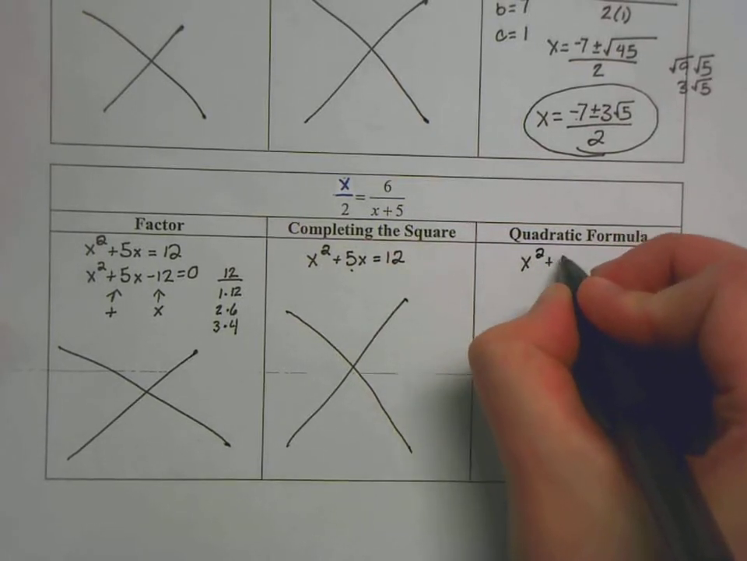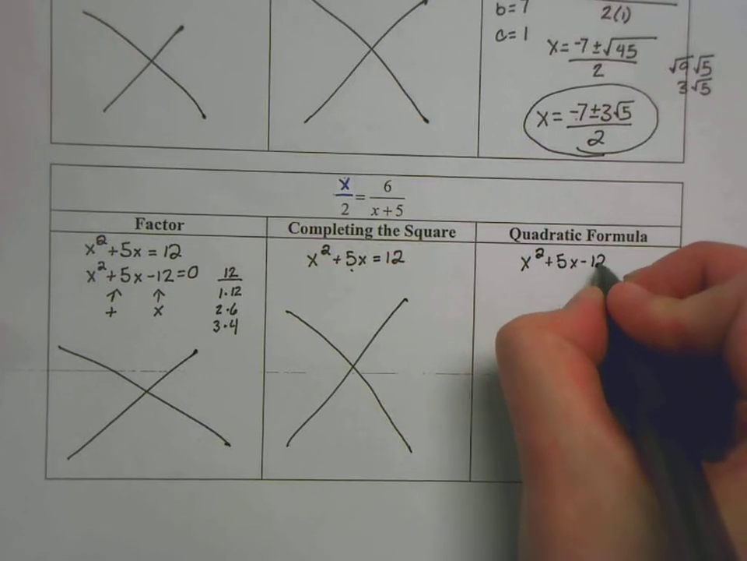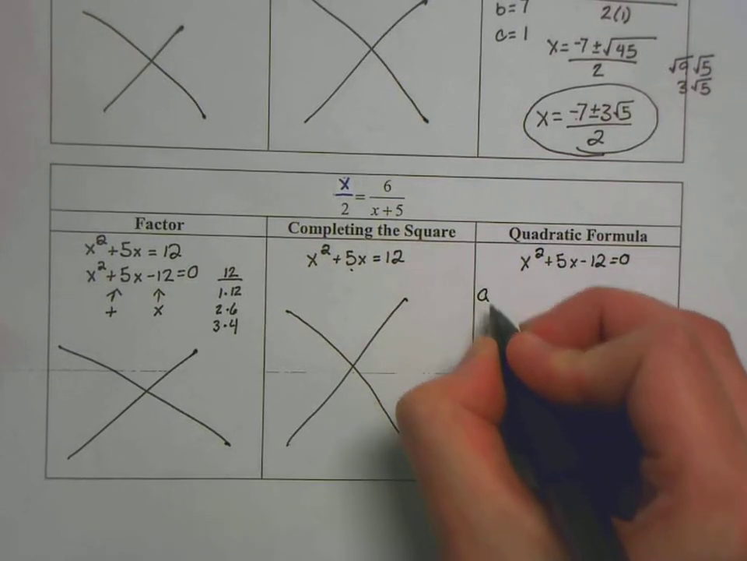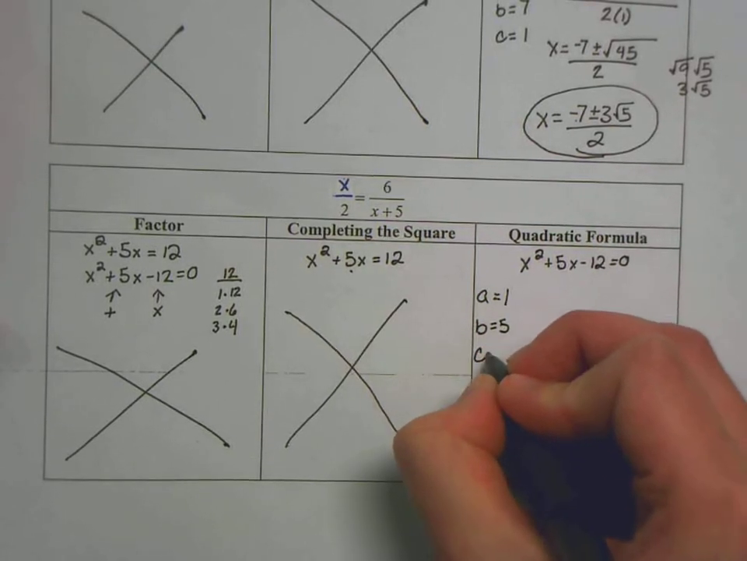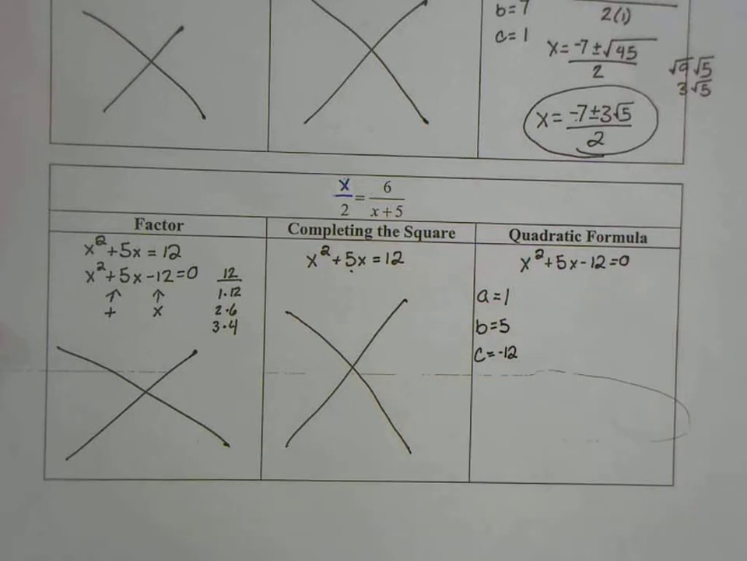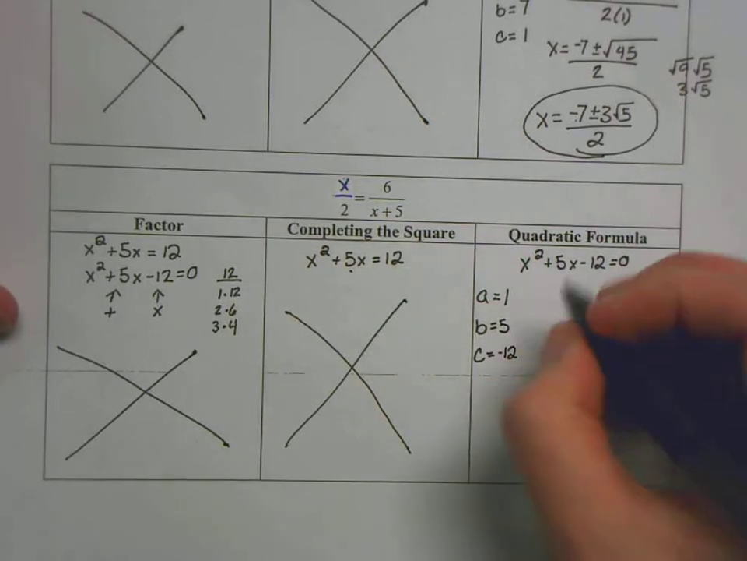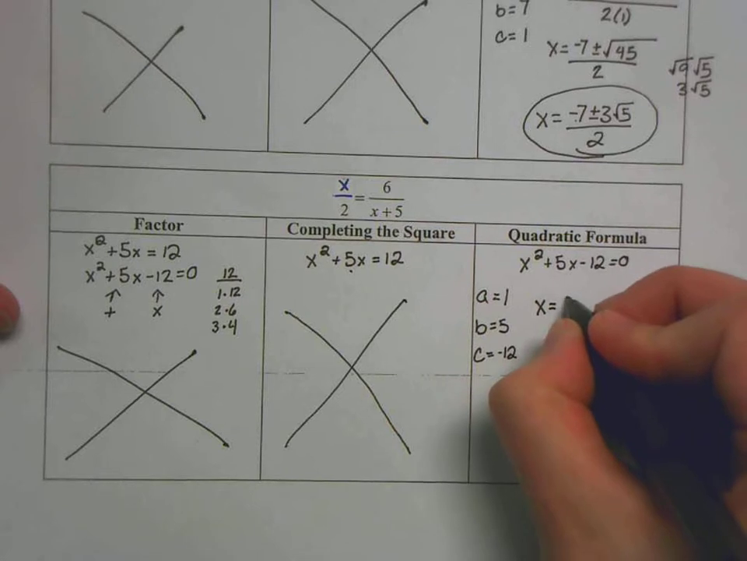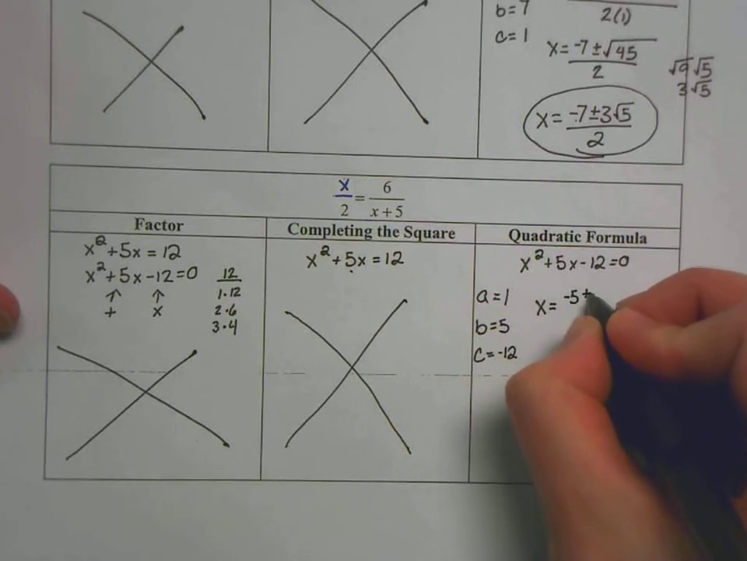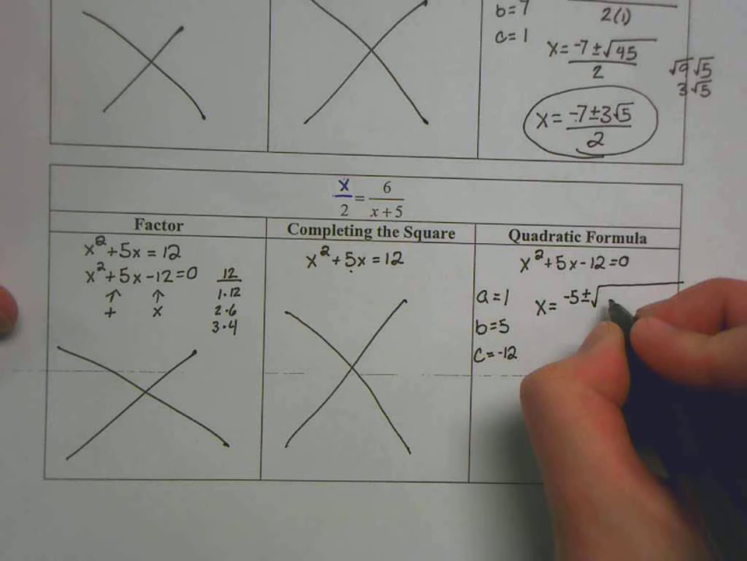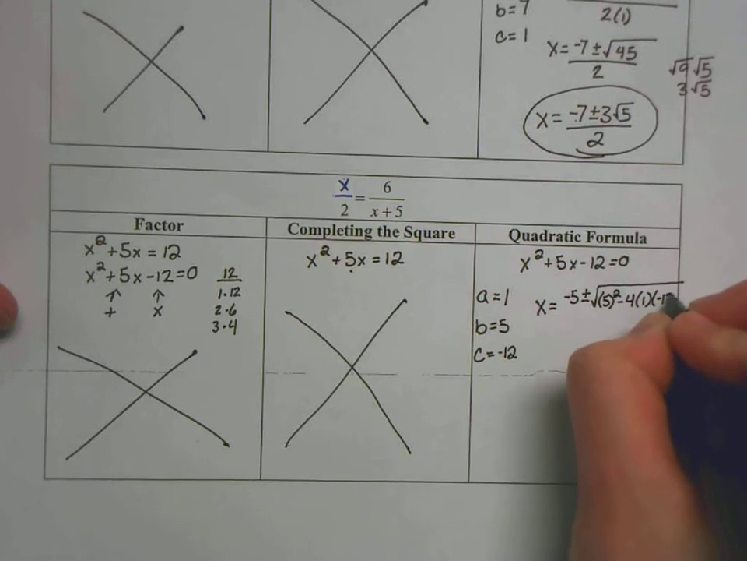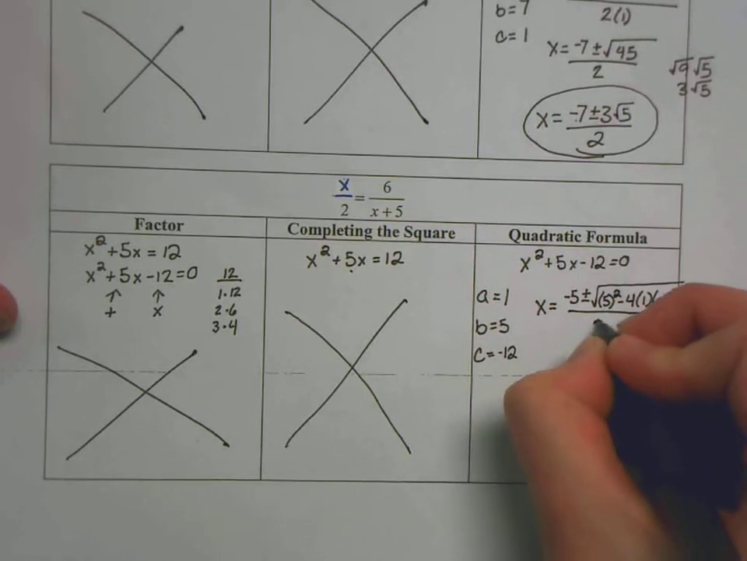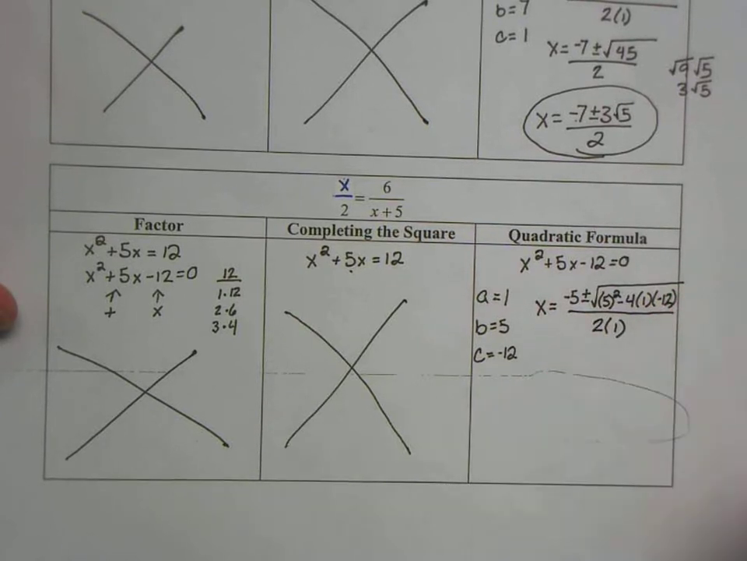So I'm going to use the form where I set it equal to 0. Then I can identify my a, b, c. Remember, a is always in front of x squared, b is always in front of x, c is always the last whole number. So if I plug in, again, the formula is x equals negative b plus or minus radical b squared minus 4 times a times c, and that is all divided by 2 times a.